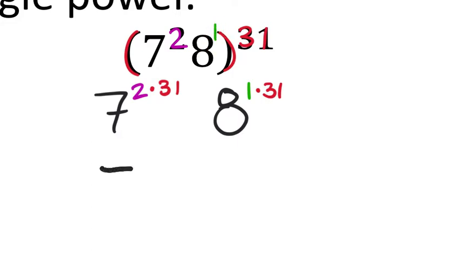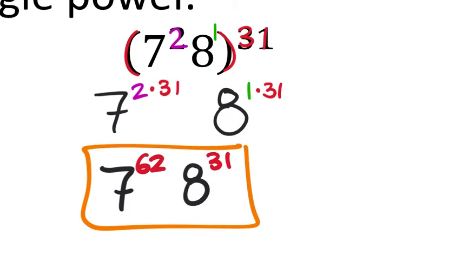So we'll have the same bases, 7 and 8 here, but they're going to have new exponents. 7 to the power of 2 times 31, 62. And then 8 to the power 1 times 31 is 31. And this is as far as we need to go on this one.